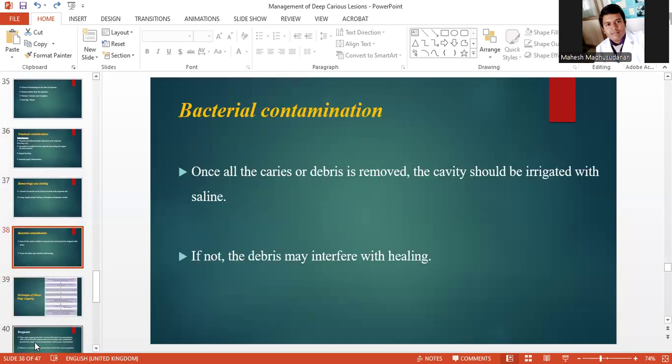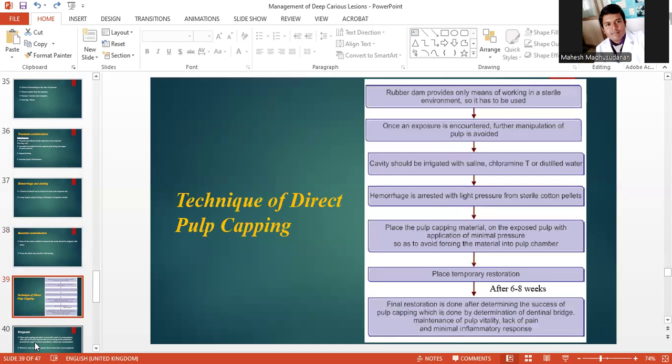And bacterial contamination: once all the caries or debris is removed, the cavity should be irrigated with saline, and if not, the debris may interfere with healing. And the technique of direct pulp capping: first, rubber dam should be placed as it provides the only means of working in a sterile environment, so it has to be used.